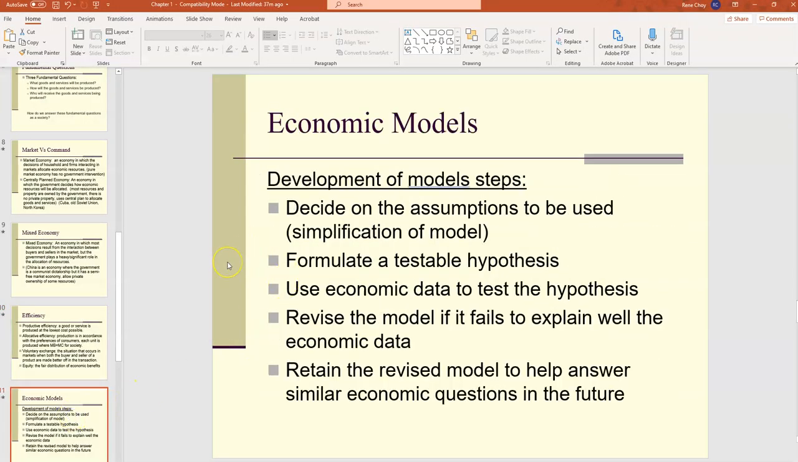All right. How do we develop economic models? Well, an economic model is devised using the scientific process. So we look for things to test, we formulate hypotheses to test, then we look for data to test our hypothesis, then we revise the model if it fails to explain the data, and we retain the model if it happens to be correct for the future.